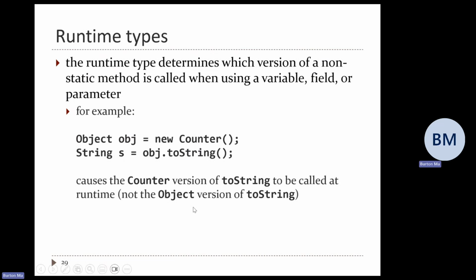So when you override a method in your class, this is the reason why you're doing it. You want that object to have a specialized version of the method that you've overridden. So here we want to replace the version of toString that we got from Object so that it behaves the way we want it to when we use a Counter.